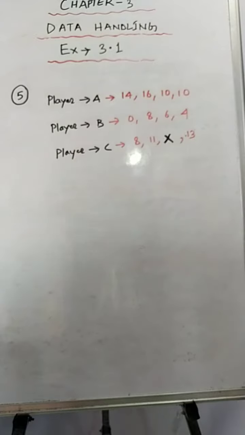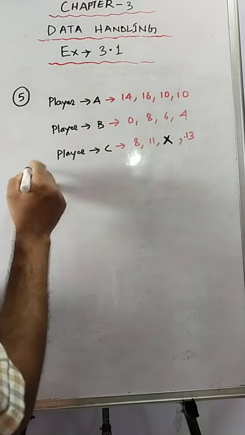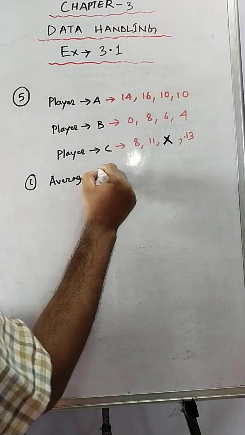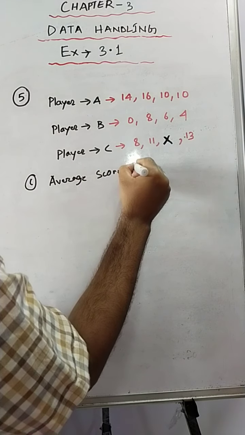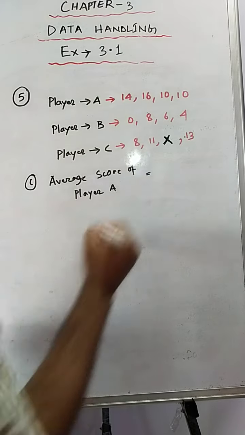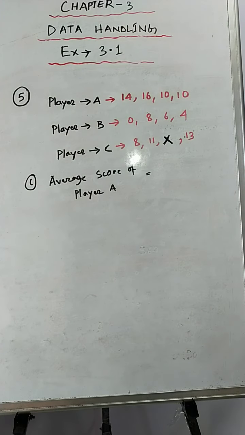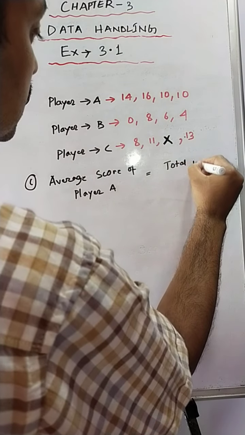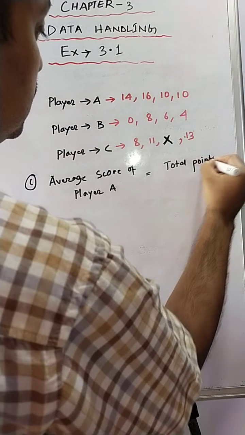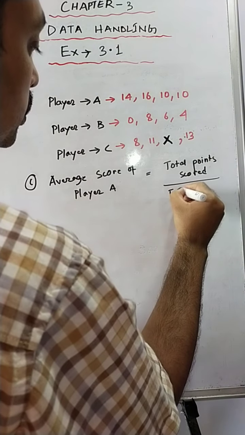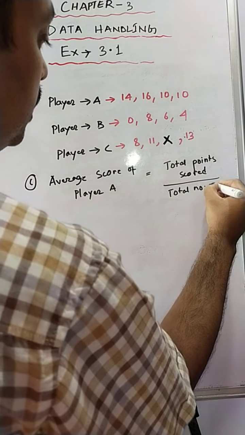So what will we write? Since the word average is mentioned here, we'll write average score of player A. That will be total points scored by total number of games.